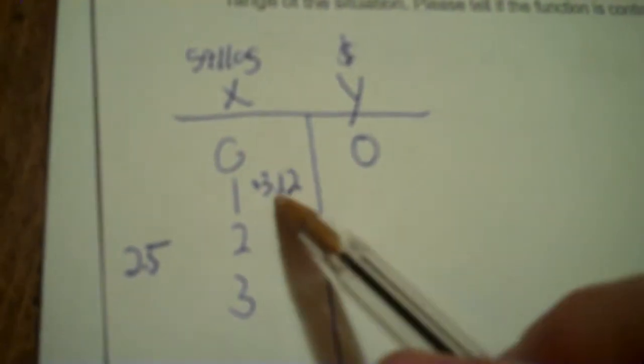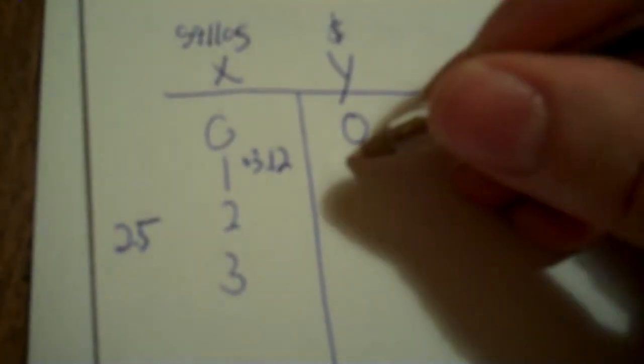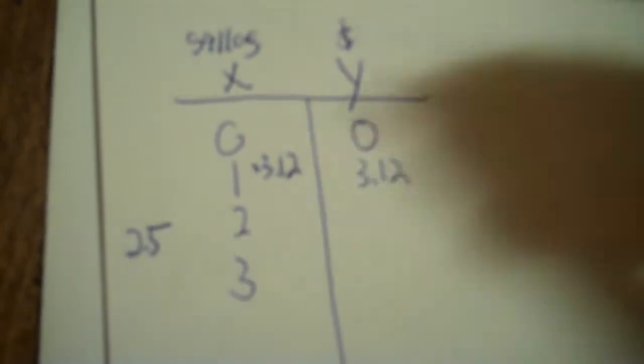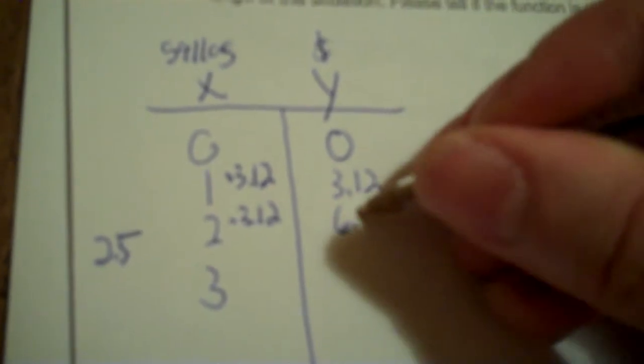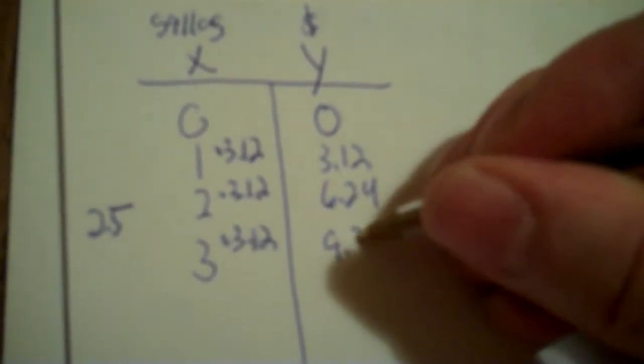Alright, now let's find out what goes over here. So if I buy 0 gallons of gas, that's going to cost $0. If I buy 1 gallon, 1 times $3.12, and you want to put times 3.12, is $3.12. Now if I buy 2, I'd multiply 2 by 3.12, and that's going to be $6.24. 3 times 3.12, that's going to be $9.36, okay?